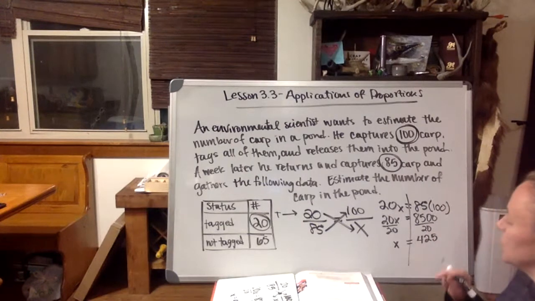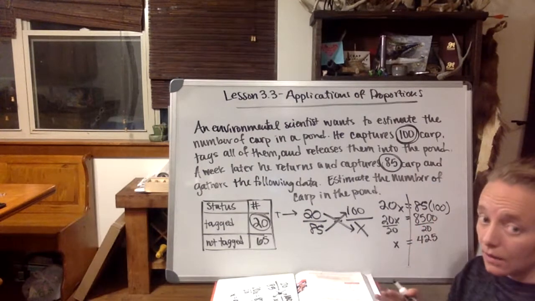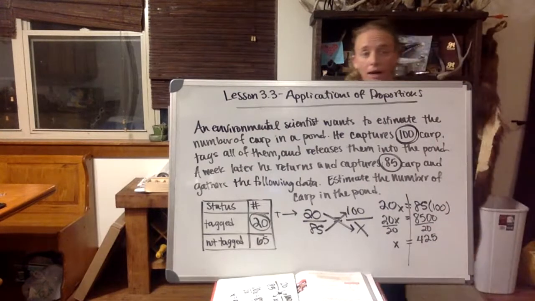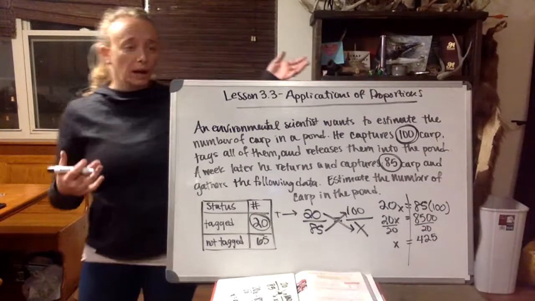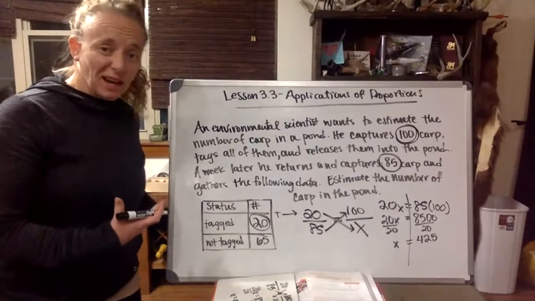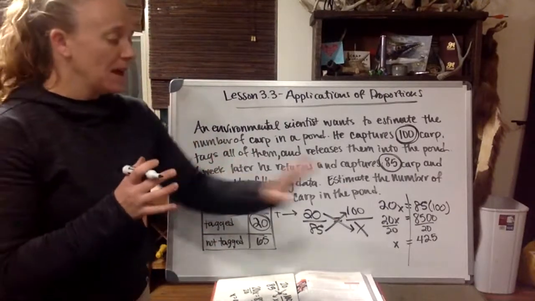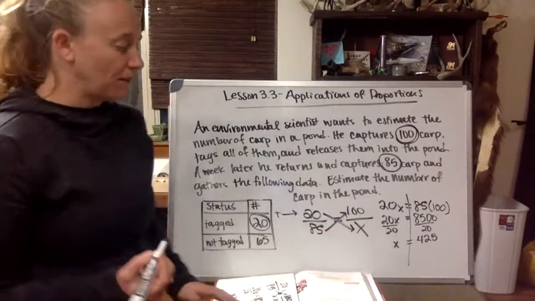425. So he can estimate, and understand this is an estimation because some of these carp may have been caught or some may have died within that week's period of time, but most likely the total number of carp is somewhere around that 425 figure.